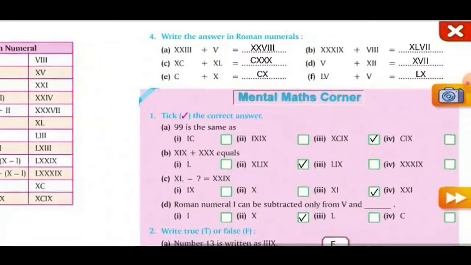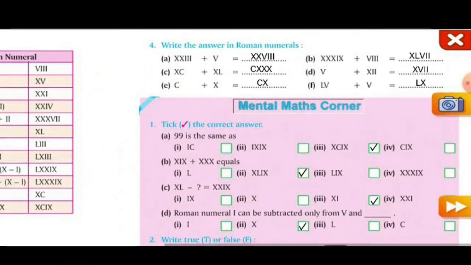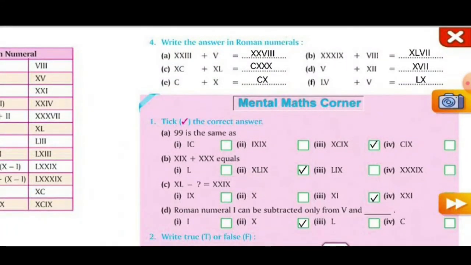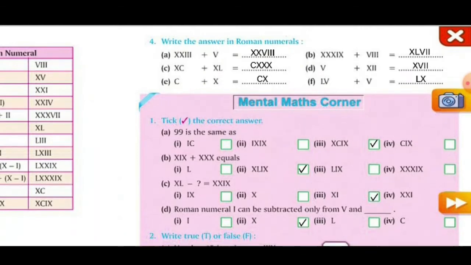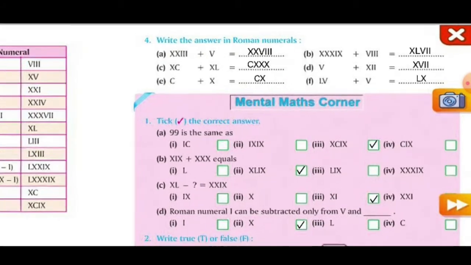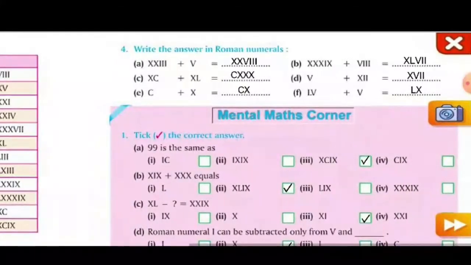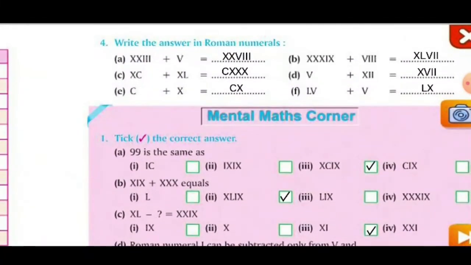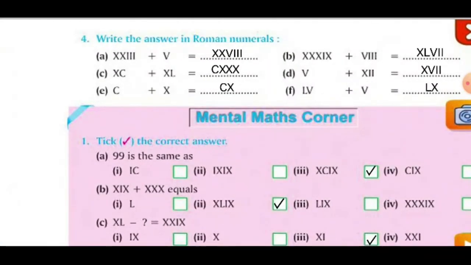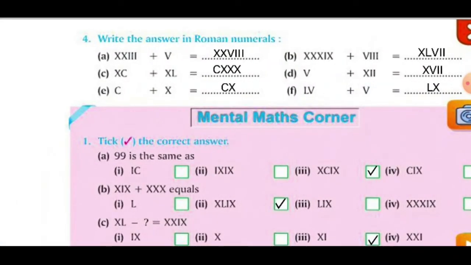Question number 4. Write the answer in numeral form. In this, questions are given in Roman symbols. Add it up and write it again in Roman numerals. A. XXIII plus V. XXIII is nothing but 23 plus 5. It becomes 28. So the answer is XXVIII.